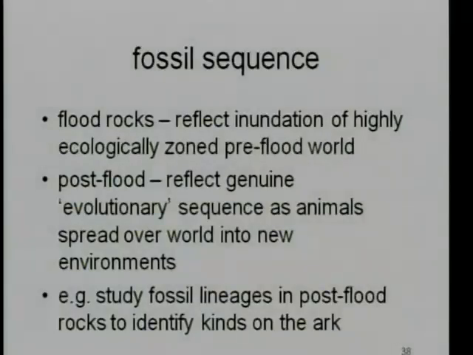And you can even start studying some of these fossil lineages in the post-flood world, for example, to identify created kinds on the Ark. There's a recent paper by Kurt Wise on this in a conference just a couple of weeks ago. One person here was at it anyway, along with me. And this is research work that is going on.